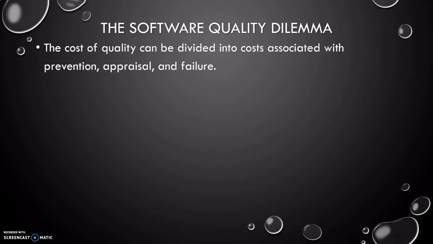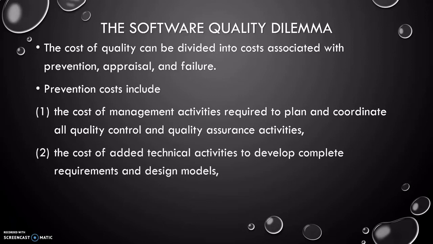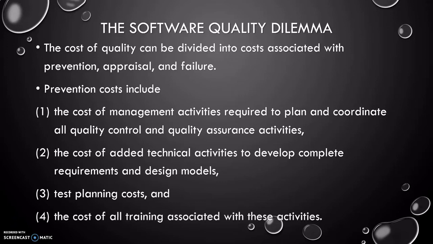Here we can divide the cost of quality into prevention, appraisal, and failure. Prevention costs include the cost of management activities required to plan and coordinate all quality control and quality assurance activities, the cost of added technical activities to develop complete requirements and design models, test planning costs, and the cost of all training associated with these activities.